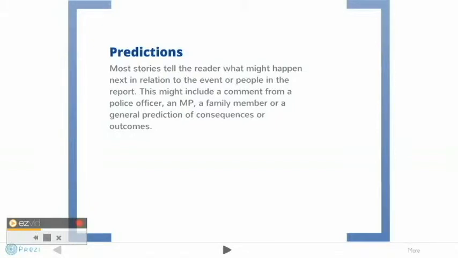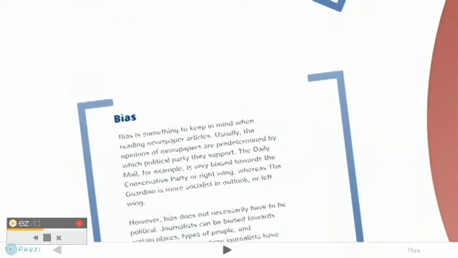Predictions. Most stories tell the reader what might happen next in relation to the event or people in the report. This might include a comment from a police officer, a member of parliament, a family member, or a general prediction of consequences or outcomes.